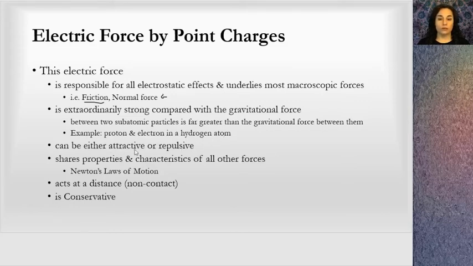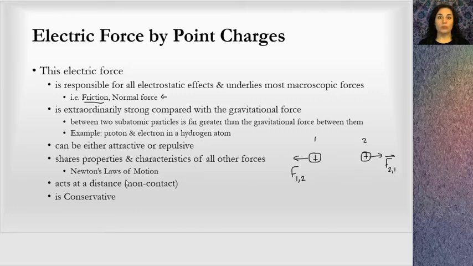We know this force can either be attractive or repulsive depending on the point charge. We have positive or negative. The likes repel and the opposites attract. And it shares properties and characteristics of all other forces. So it's going to follow the second law when I sum forces up and set it equal to acceleration. And also, that means that if I have two charges, charge one is repelled from charge two, so I might call this the force on one from two, and also charge two is repelled by charge one. So this force follows Newton's third law.